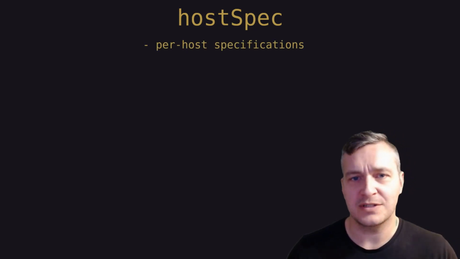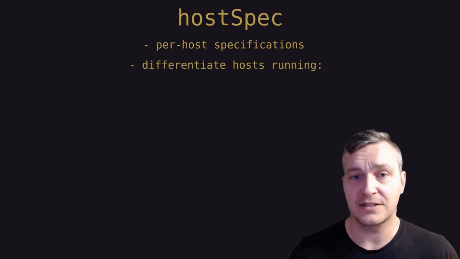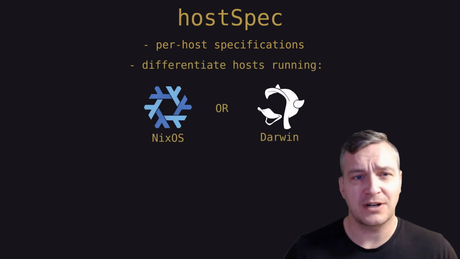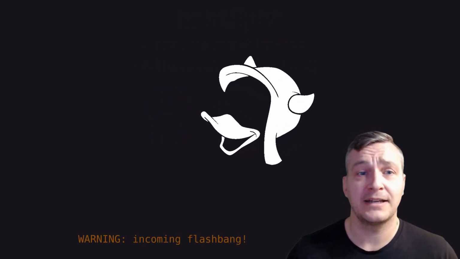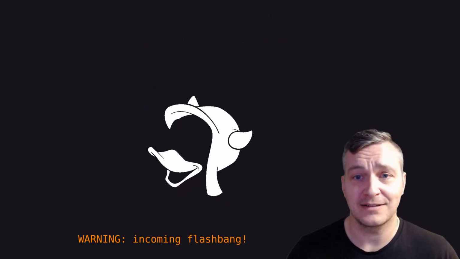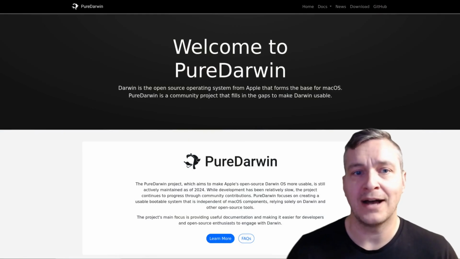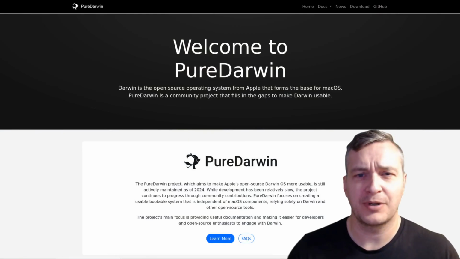The refactor to hostSpec also introduced support for hosts that run Darwin instead of NixOS, which is where we'll start because it necessitated some anatomical changes to the nix-config. So the first question you might have is, what the fuck is Darwin? In brief, it is Apple's open source operating system that makes up the core of macOS. You can learn more about it at puredarwin.org.